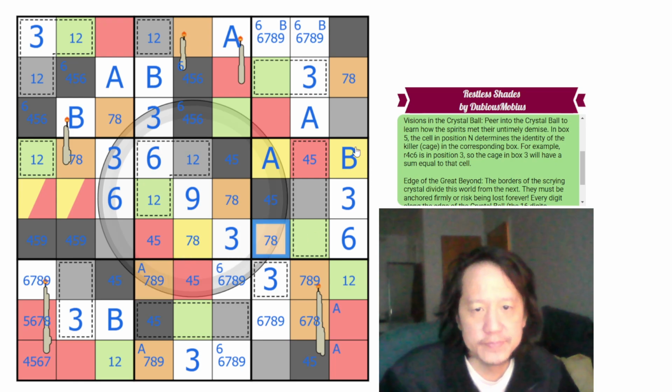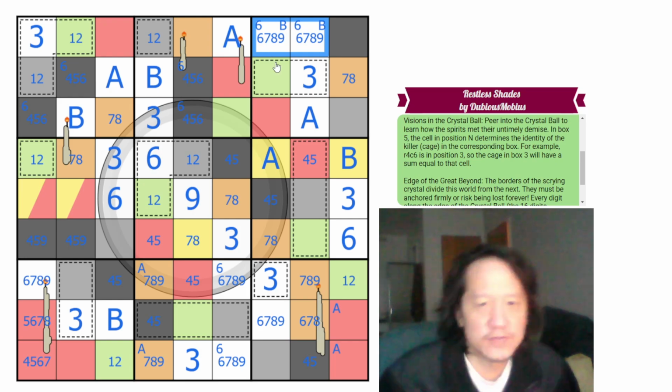Right. That's not telling us very much. One of these is a B. It's B with a 6, which doesn't tell us very much.